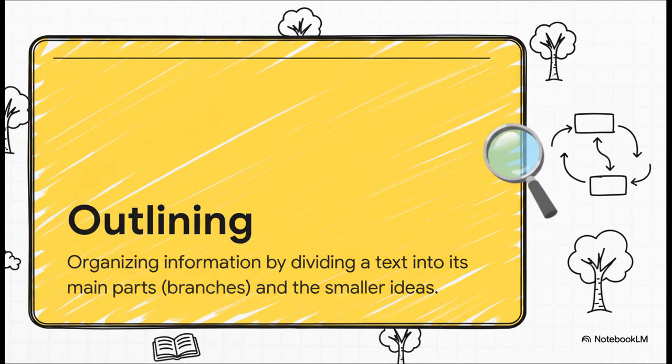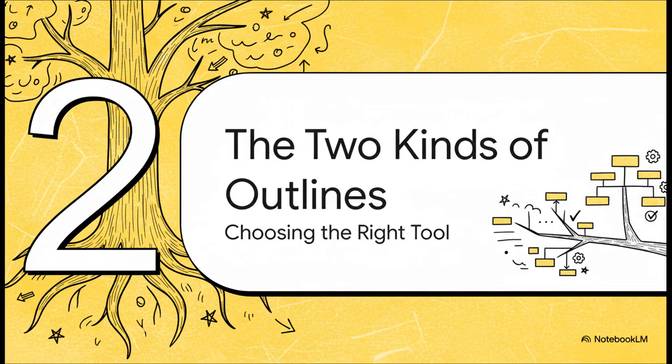The best way to think about it is like a tree, right? Every text has a main idea. That's the trunk. Sprouting from that trunk, you've got the major points. Those are the big branches. And then, holding up those branches are all the little details. The examples, the proof, those are the twigs. An outline? It's just a map of that tree. Simple as that.